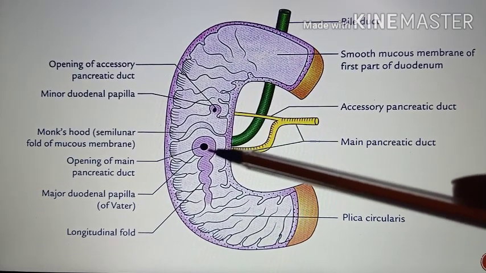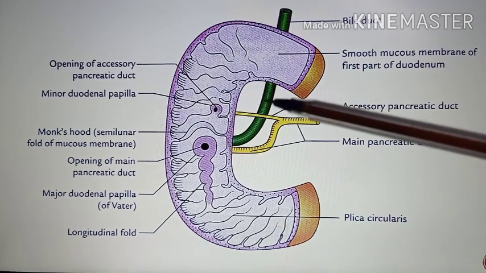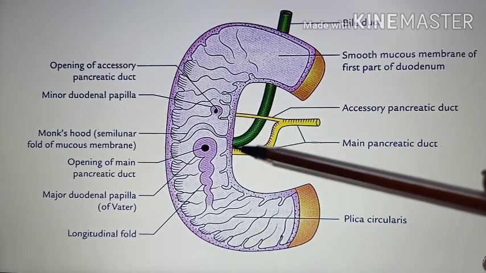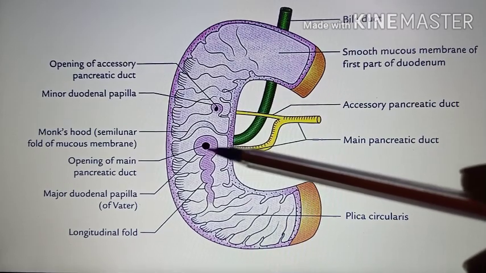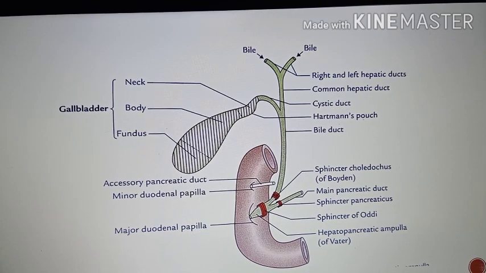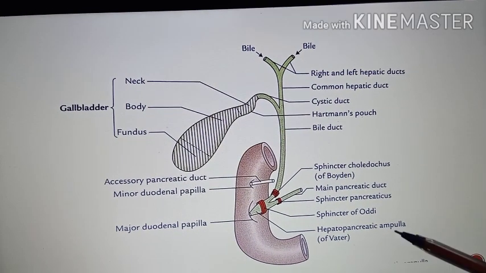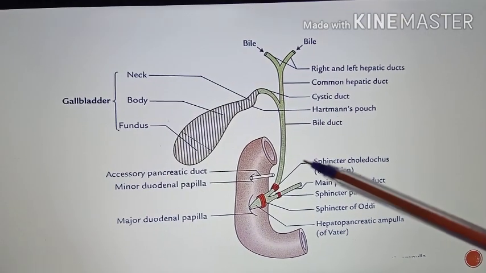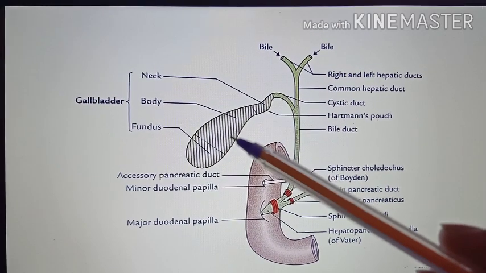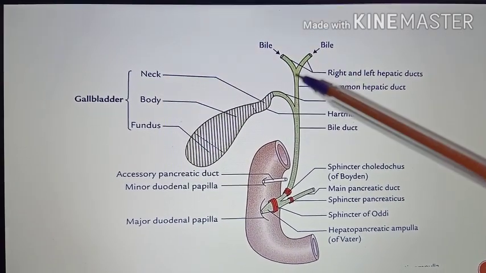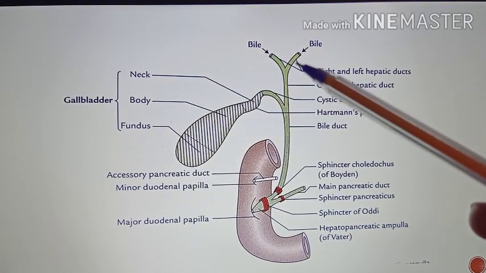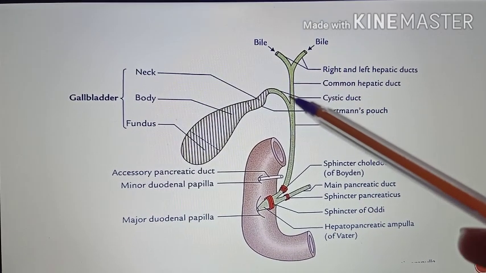Regarding the hepatopancreatic ampulla, you can see the bile duct joining with the main pancreatic duct to form the hepatopancreatic ampulla, which opens into the major duodenal papilla. For better understanding, we will look at this diagram. This is the duodenum, and here this is the gallbladder. You can see two ducts coming from the liver, the right and left hepatic ducts. Both hepatic ducts join to form the common hepatic duct.